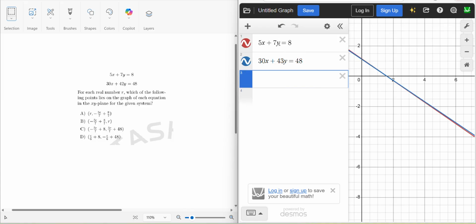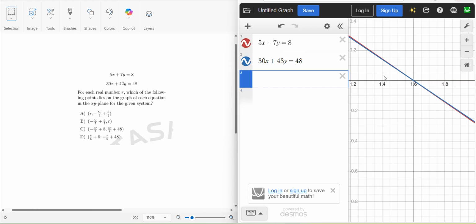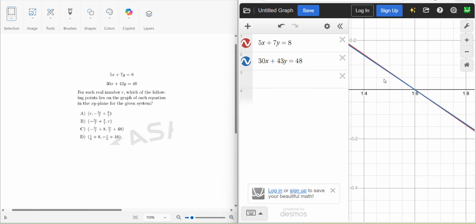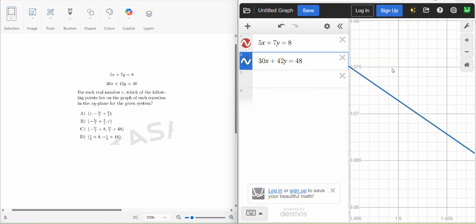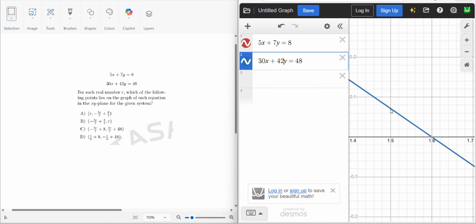as you can see, these two lines, these two equations have infinitely many solutions, which means these two equations are the same. Okay, and now we'll check which answer choice lies on this line.